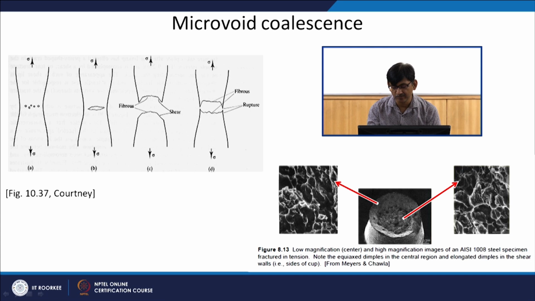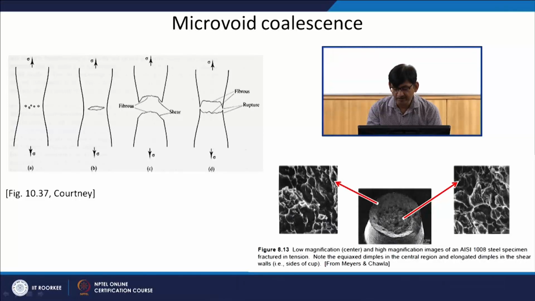The matrix will try to separate from the precipitate, because it is able to deform, whereas the precipitate is not deforming. It is kind of a solid, inflexible precipitate within the grain. So, what will happen now?